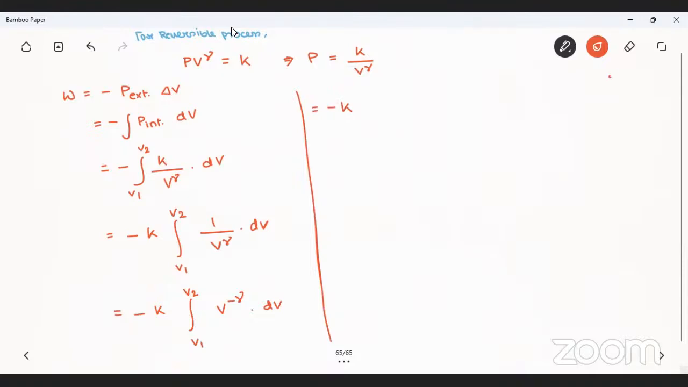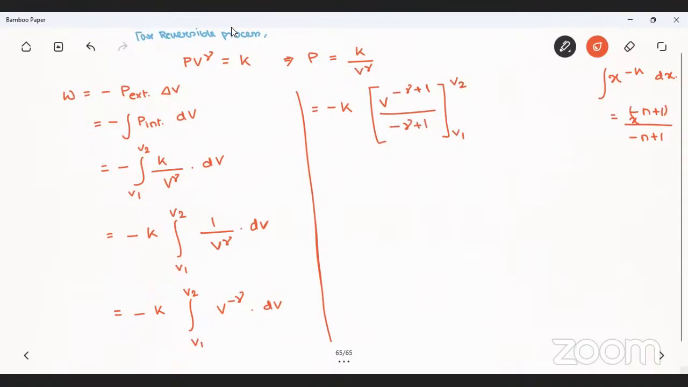Okay, x to the power minus n into dx. This integration has the formula of x to the power minus n plus 1 divided by minus n plus 1. Okay, this has the formula like this. So how can we write this formula? Okay, see this very carefully. V to the power minus gamma plus 1 divided by minus gamma plus 1, from V1 to V2.